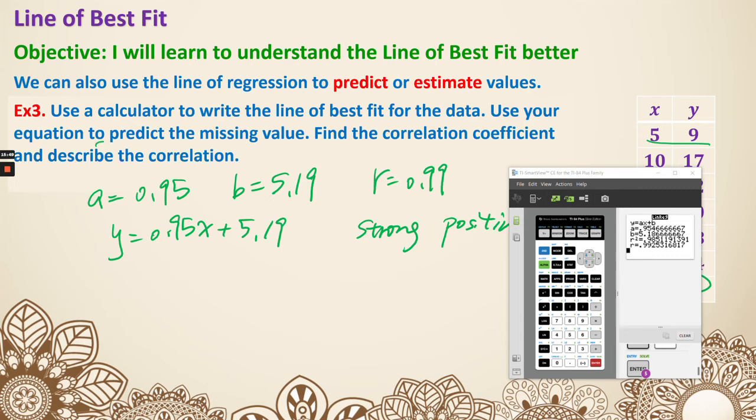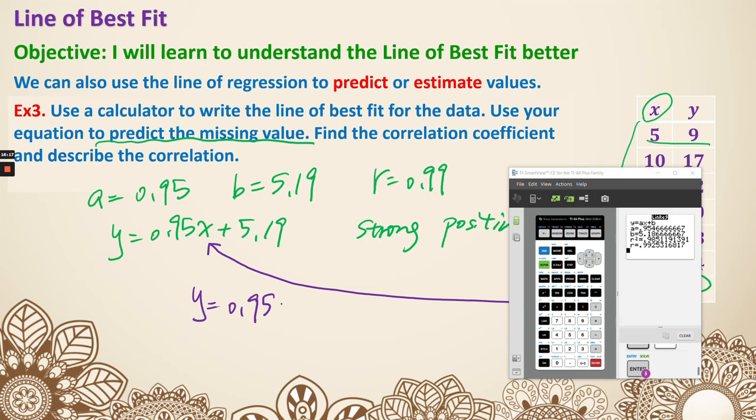Lastly, the question is also asking you to predict the missing value. The missing value is when x is 55. So we're going to use this line of best fit, because that's the whole reason we're trying to find it. We're trying to know how much the data fits on this line and how much we can use this line. So now we're going to use it. All we need to do is take this number 55 and plug it into the equation for x. So y equals 0.95 times x, which is 55, plus 5.19.